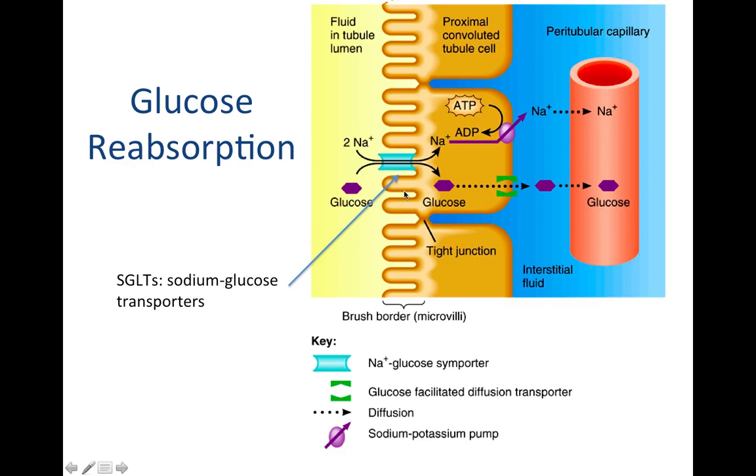Here's your sodium glucose transporter right here, the same one that we see in the small intestine for absorption. As sodium moves down its concentration gradient, it drags along glucose for the ride. And then glucose can leave through this facilitated diffusion transporter here, and glucose ends up in the blood in addition to sodium. So in this way, as you're reabsorbing glucose, you're also reabsorbing sodium.